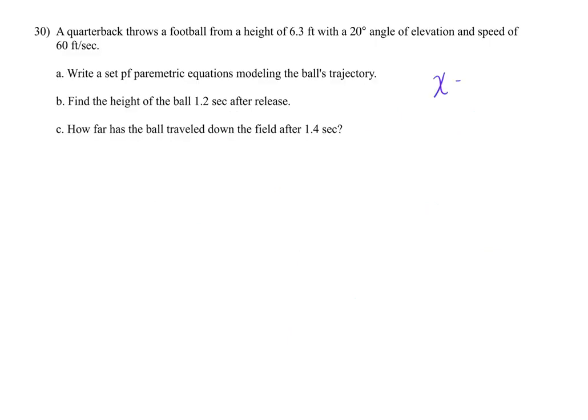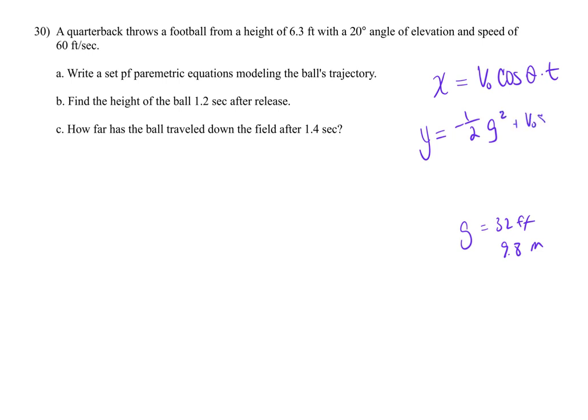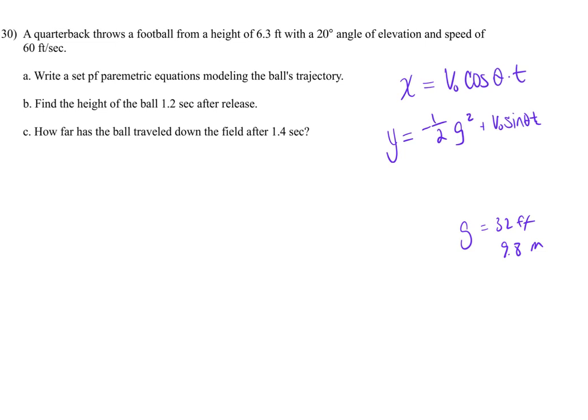For this one, you need to remember x equals my initial velocity times the cosine of my theta times t. My y equals negative 1/2 my gravitational pull. Remember, gravitational is 32 for feet per second squared and 9.8 for meters per second squared, plus my initial velocity times the sine of theta times t, plus my initial height. All right, write equations modeling this guy.